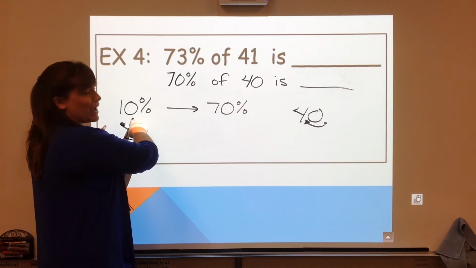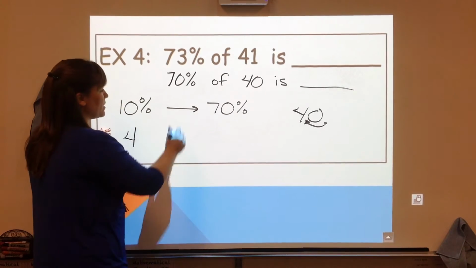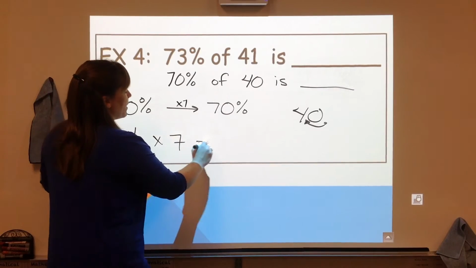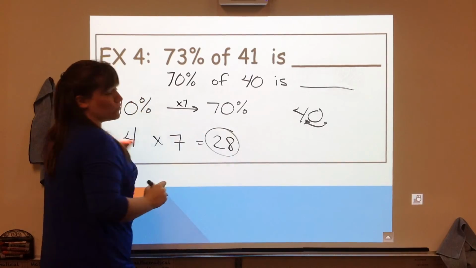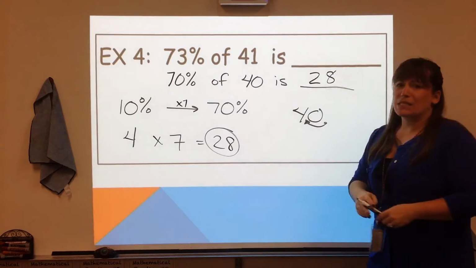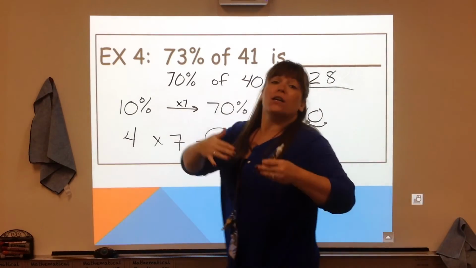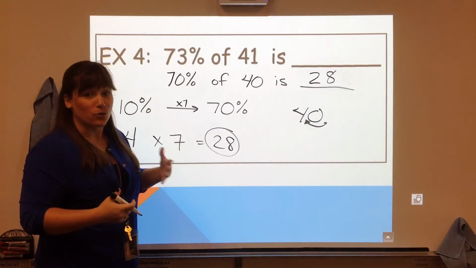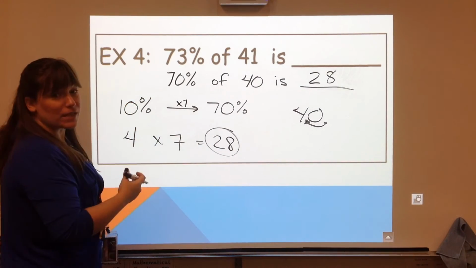And now I think, okay, how do I go from 10% to 70%? I'm going to multiply by 7. So I do the same thing for my 4, and I found my answer, 28. This is meant to be easy and things that you can do in your head. Of course, we want to write down what we're doing in our head, but this is how to write it down.